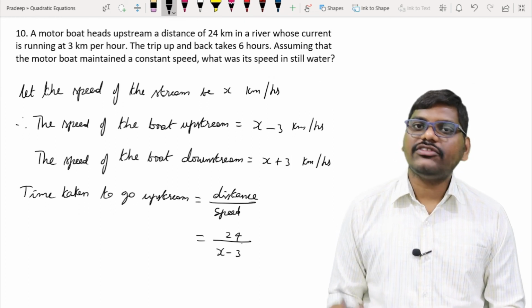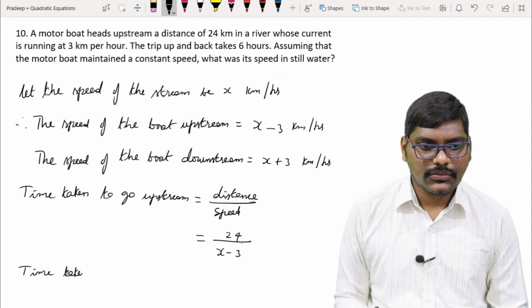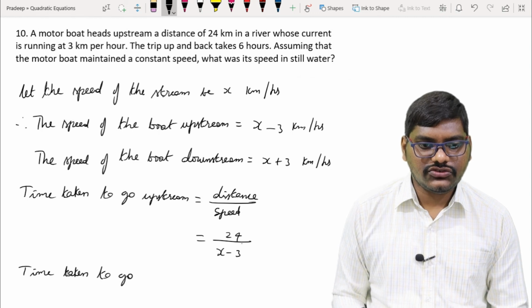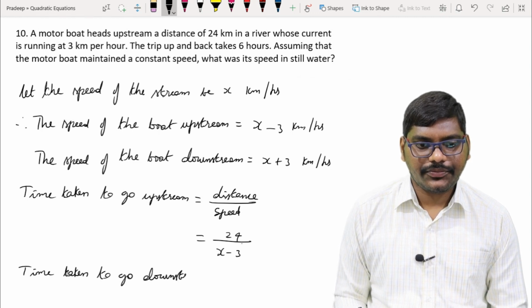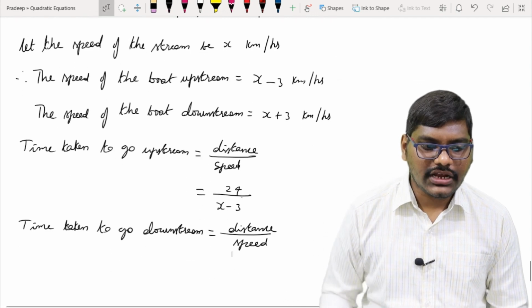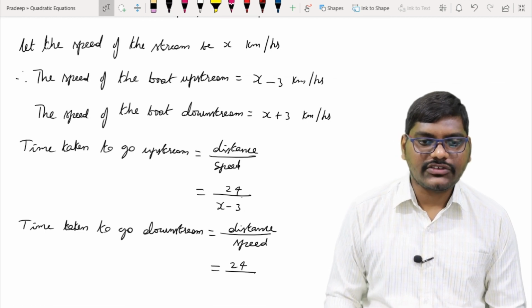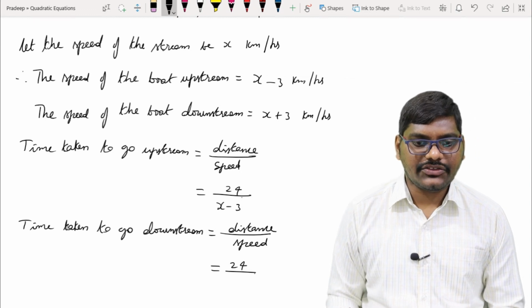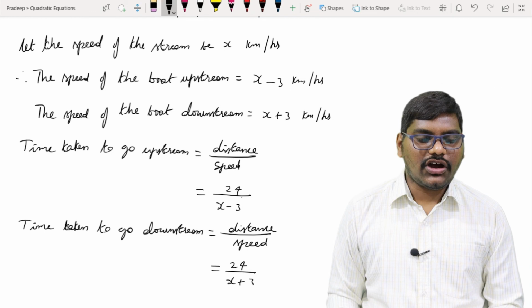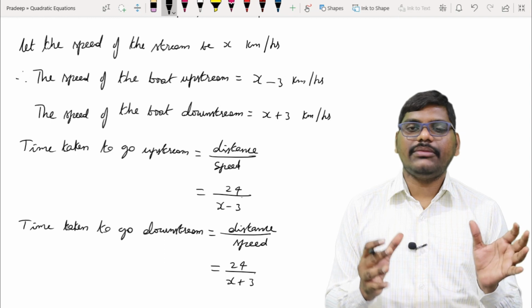Alright, similarly we'll write for the downstream also, so I can write time taken to go downstream. That is distance by speed. Here also the distance is how much? 24. And when it comes to speed, what was the speed here? That was x plus 3. So we got upstream and we got the downstream. Alright, so we'll just take the total of the upstream and the downstream.